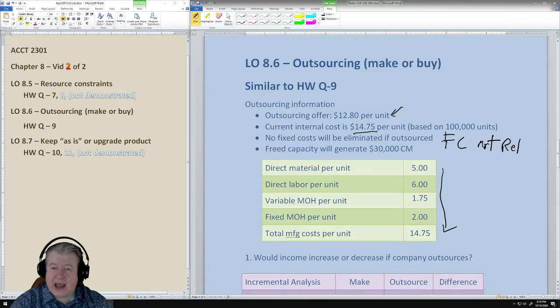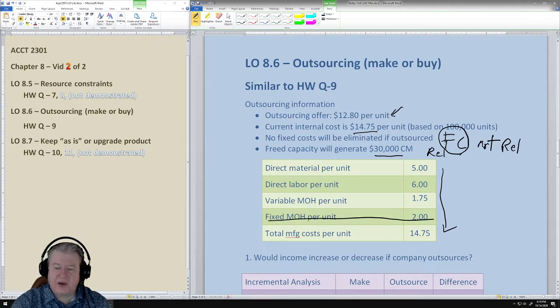Now, if we were to outsource it, we'd have some space freed up on our factory floor. We're not making this item anymore. Maybe we get rid of some pieces of equipment, and we could do something else with that area. Maybe we could rent it out, or expand the production of something else. But in general, we find that the extra area we freed up could generate 30,000. So this is relevant. Relating to the fixed cost, we would say that this is not actually relevant.